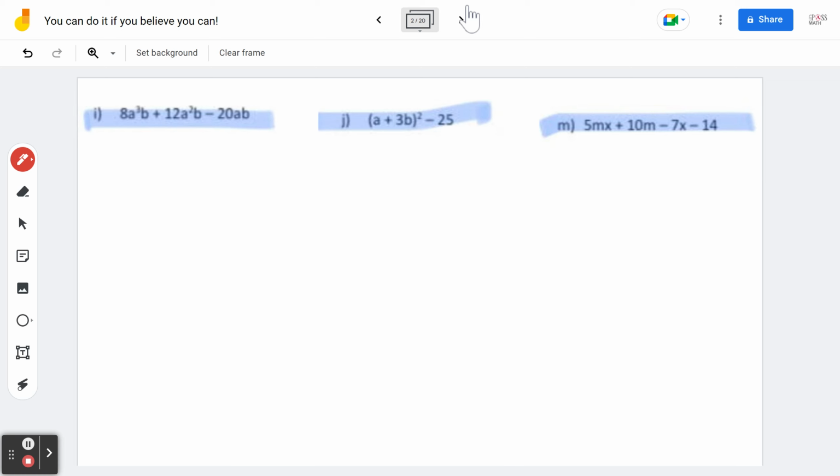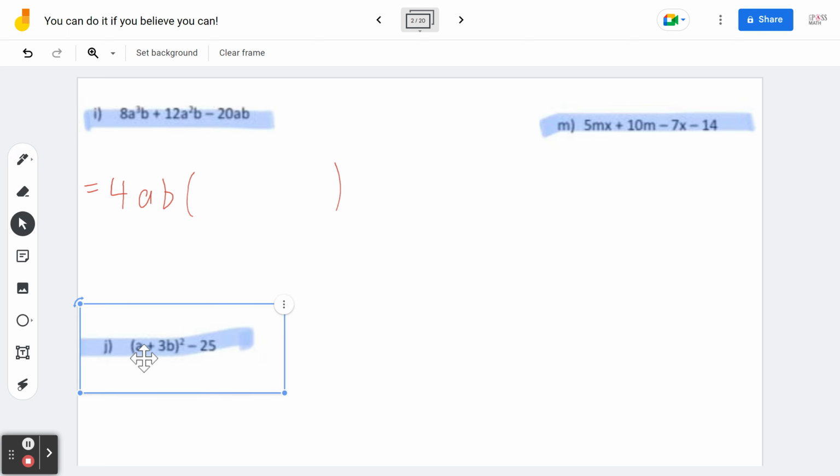Let's hop over to page 2. 8a cubed b plus 12a squared b minus 20ab. Again, step one, there's a common factor of 4. Also, think about a squared and a cubed; there's a common factor of a. Likewise, there's a common factor of b. I'm going to shift this question to the bottom so there's more space.